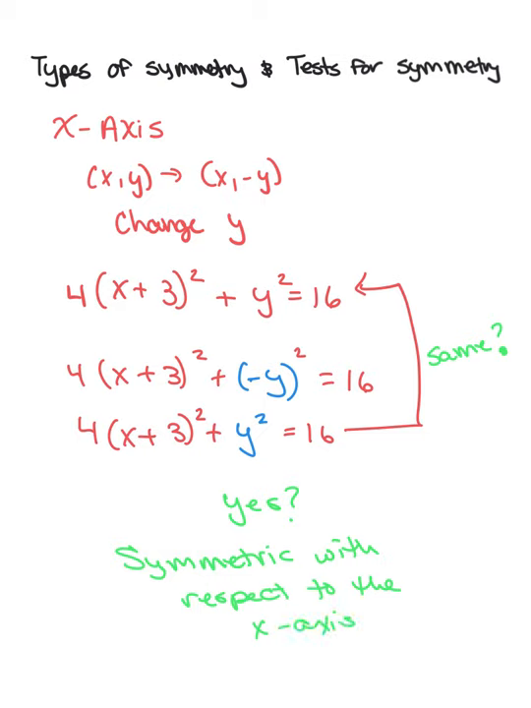So if something is symmetric with respect to the x-axis, we keep the x the same and we change the y. We kept x the same, we negated y. We simplified it. Negative y squared is just y squared. Is this what I started with? Yes. Then it is symmetric with respect to the x-axis.